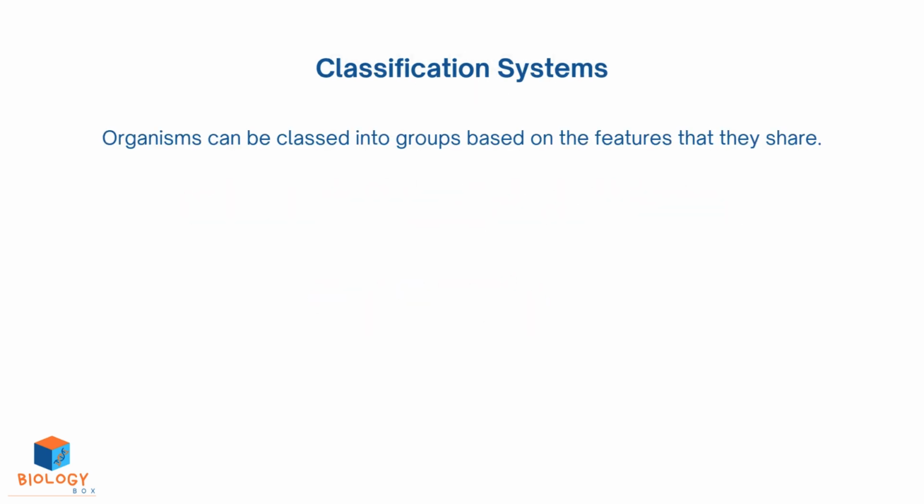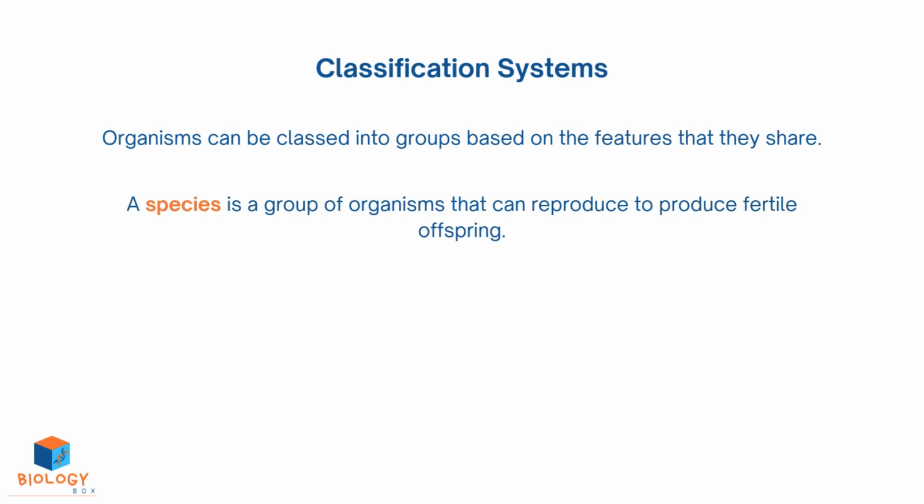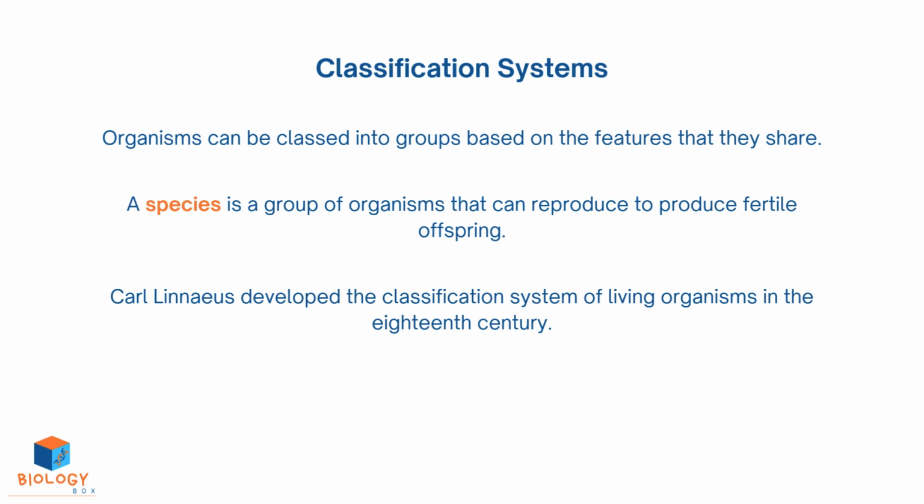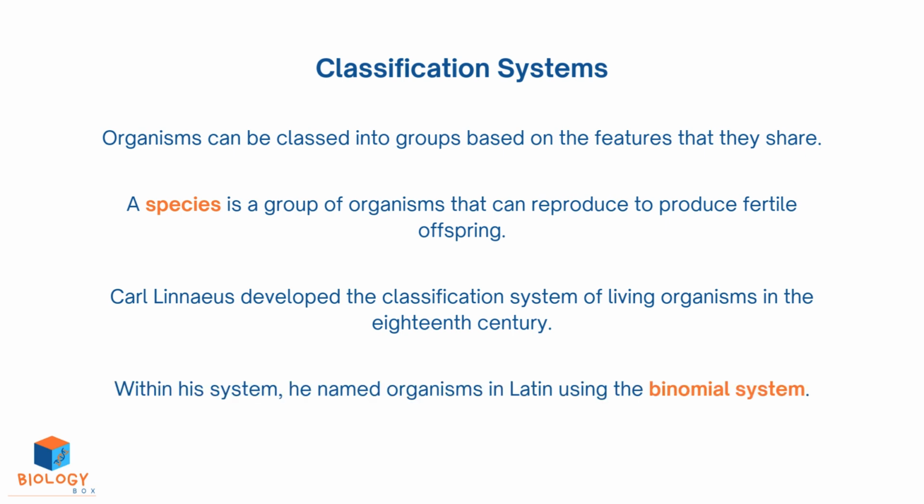Organisms can be classed into groups based on the features that they share. A species is a group of organisms that can reproduce to produce fertile offspring. Carl Linnaeus developed the classification system of living organisms in the 18th century. Within his system, he named organisms in Latin using the binomial system.